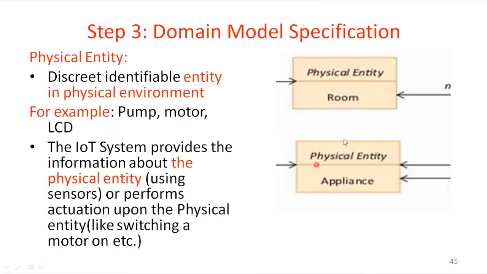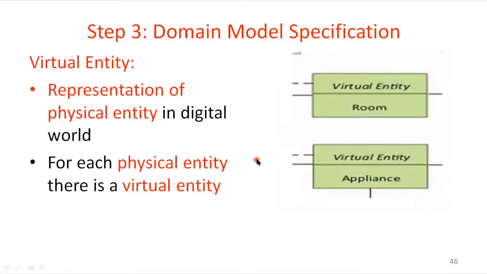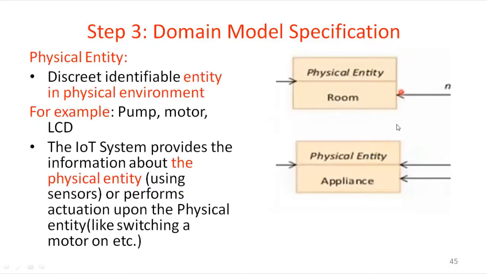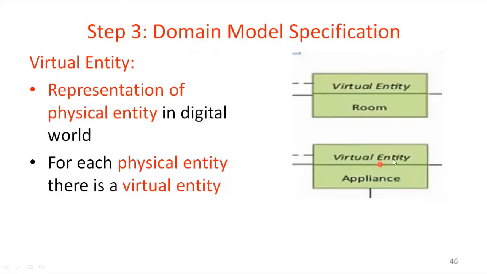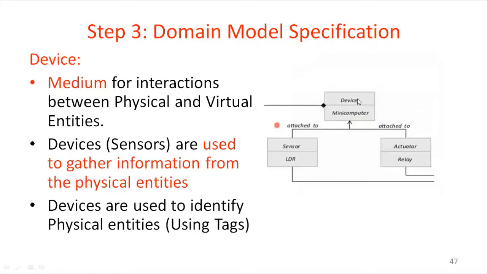For example, in the home automation system, a room is a physical entity. Appliances are one of the physical entities. Coming to the virtual entity: the representation of a physical entity, like a room, in the digital world is called a virtual entity. For each and every physical entity, there exists a virtual entity. For example, the representation of a room like this is the virtual entity. And then the device. How can you represent this particular device?